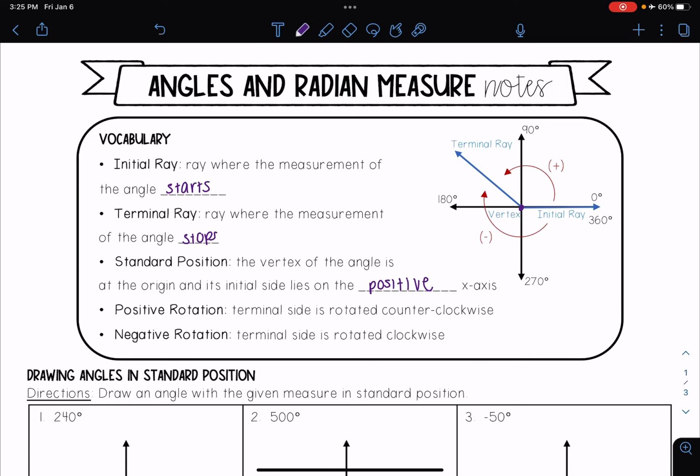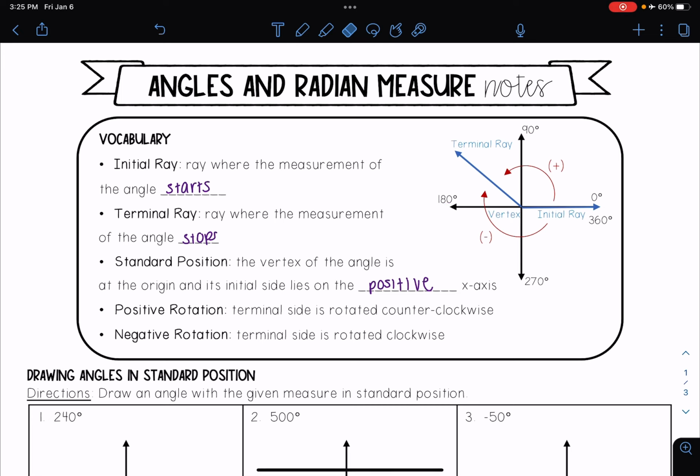And some other things to note is going around in this x and y axis. When you go a quarter of the way, so let's say my angle goes right here, that is 90 degrees. If you go halfway, that's 180 degrees. If you go 3/4 of the way, that's 270 degrees. And then a whole circle is 360 degrees. So when you go a full rotation, that's going to be 360 degrees. And it's going to be important to note when we go through and draw these angles.